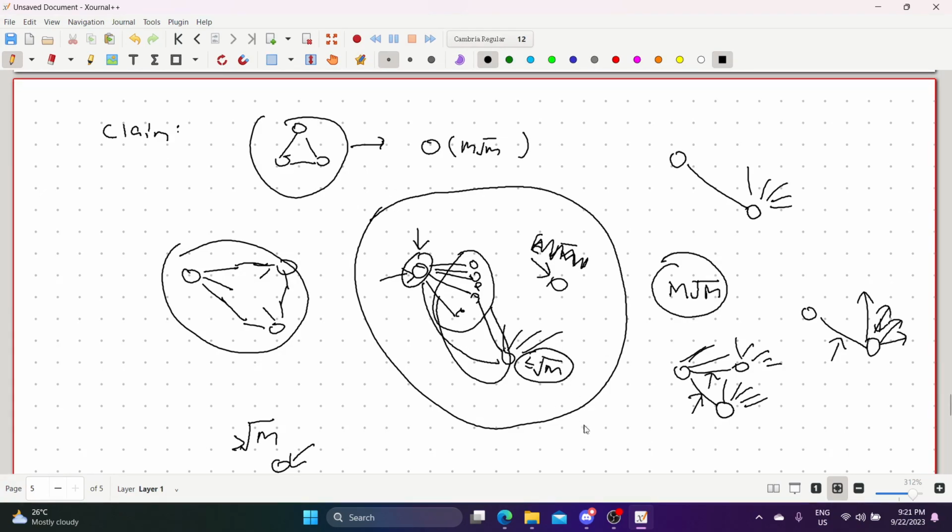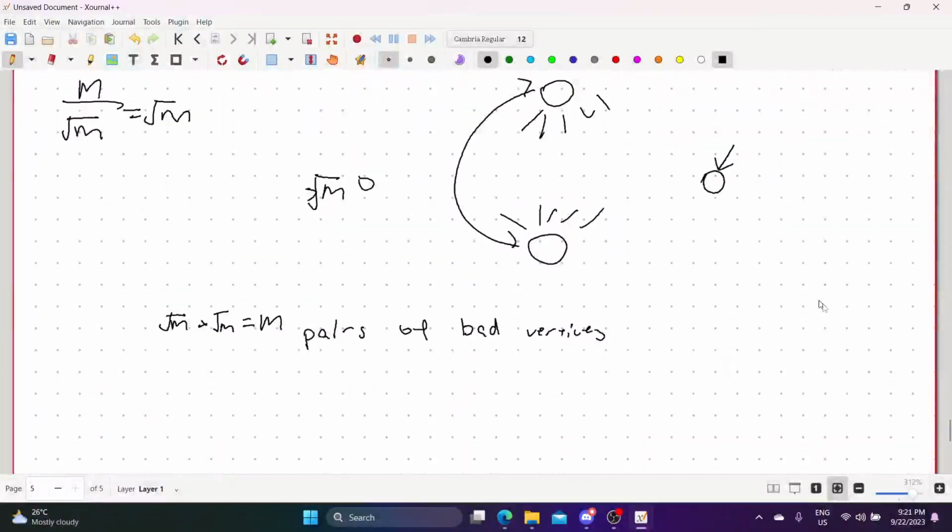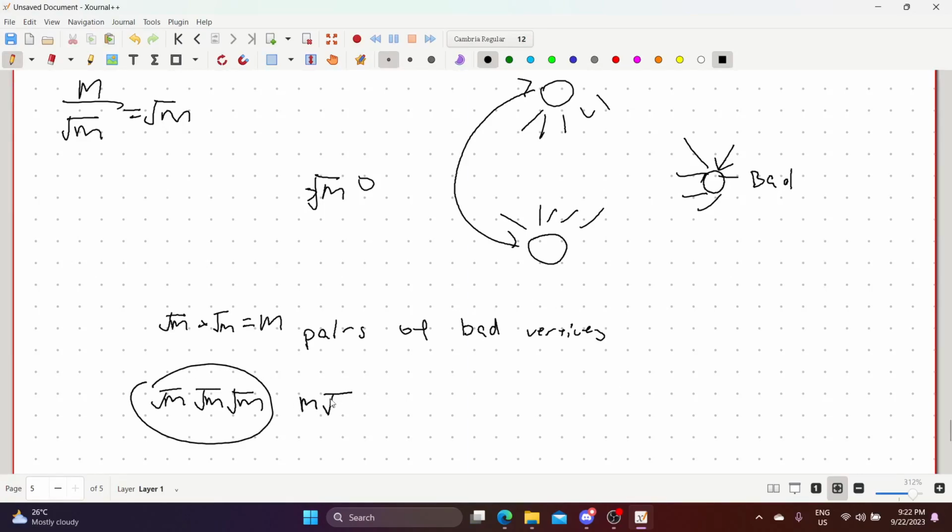So if this is not true, this means that all three vertices are bad vertices. So all three are bad. So we can actually just take n cube tuples, which is n square root m. Yeah. So this proves that the number of triangles is actually m square root m.